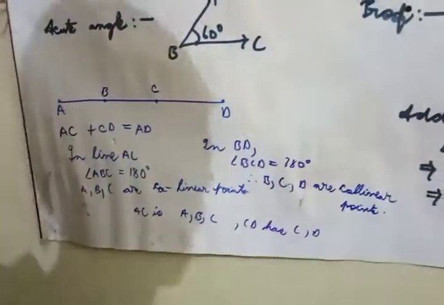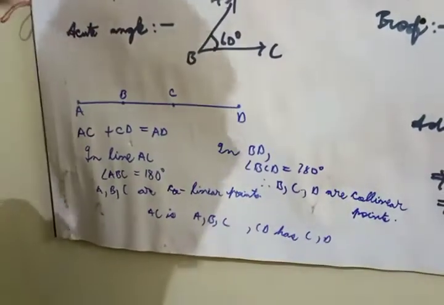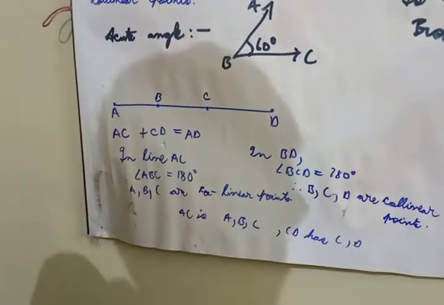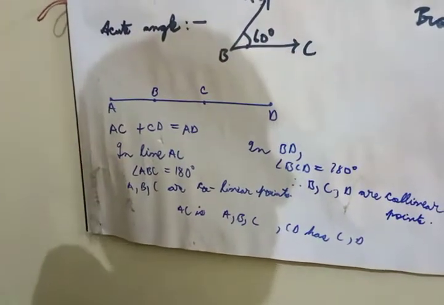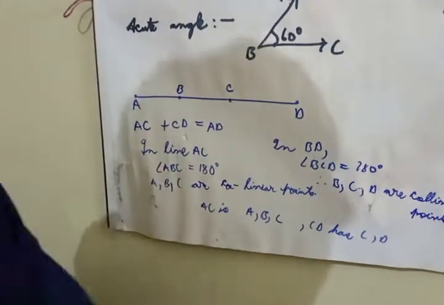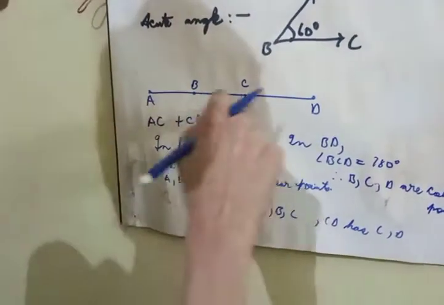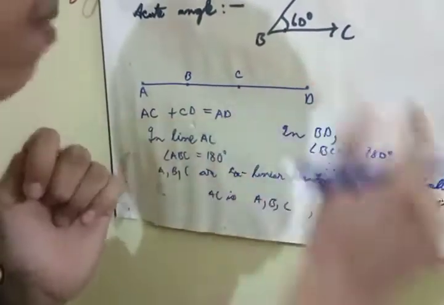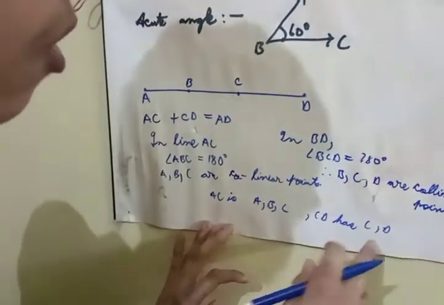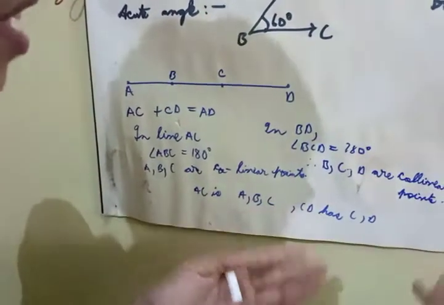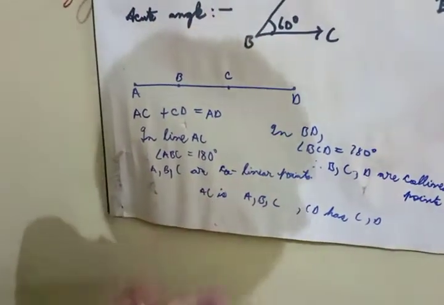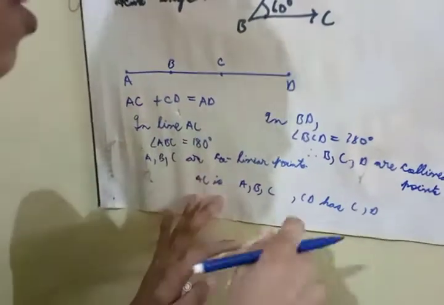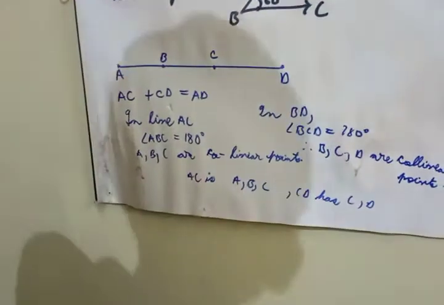Now we use Euclid's axiom that things which coincide with each other are equal to each other. Now AC plus CD coincides with AD. You can see in this figure AC plus CD coincides with A and D. So since ABC and CD, you can also take BCD. BCD and ABC are collinear points. Therefore ABC are collinear points of AC, and CD are also collinear points.